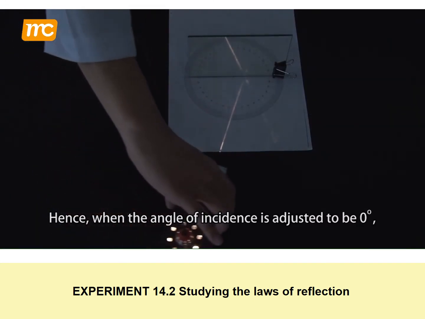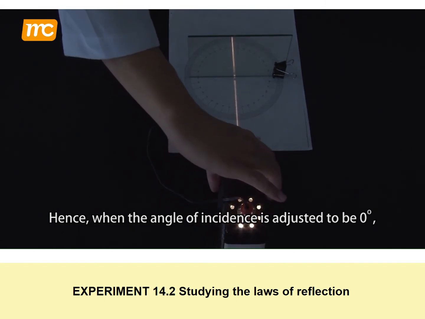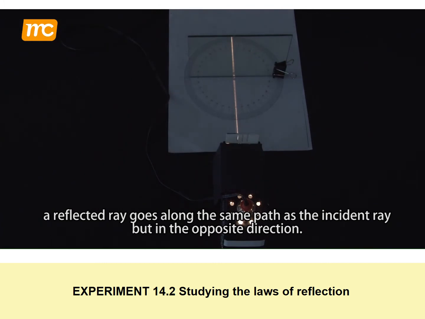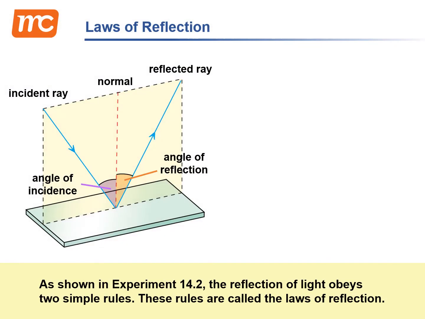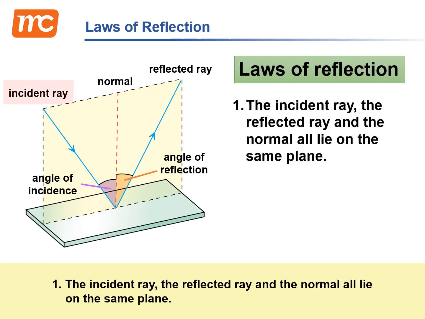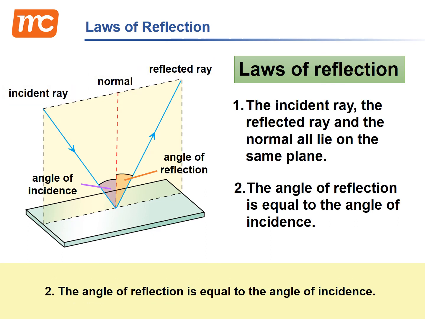Hence, when the angle of incidence is adjusted to be 0 degree, a reflected ray goes along the same path as the incident ray, but in the opposite direction. As shown in experiment 14.2, the reflection of light obeys two simple rules. These rules are called the laws of reflection. 1. The incident ray, the reflected ray and the normal all lie on the same plane. 2. The angle of reflection is equal to the angle of incidence.